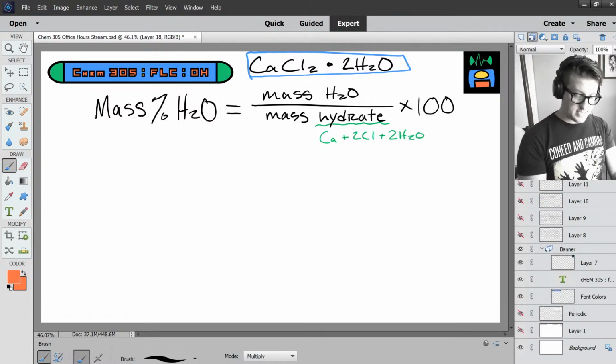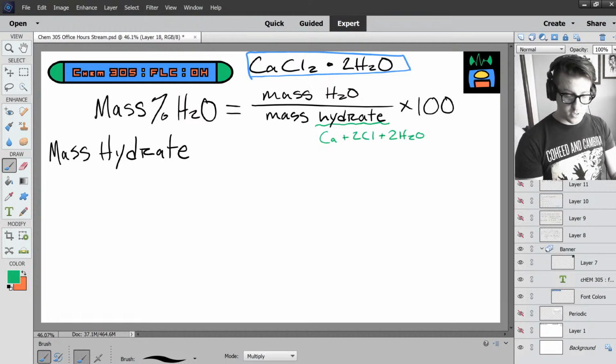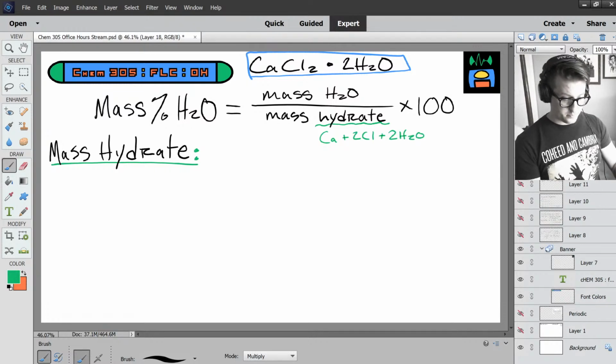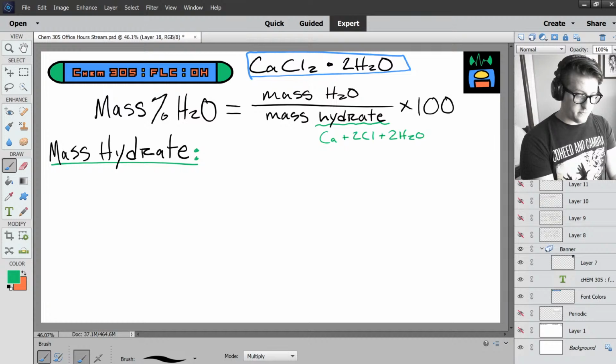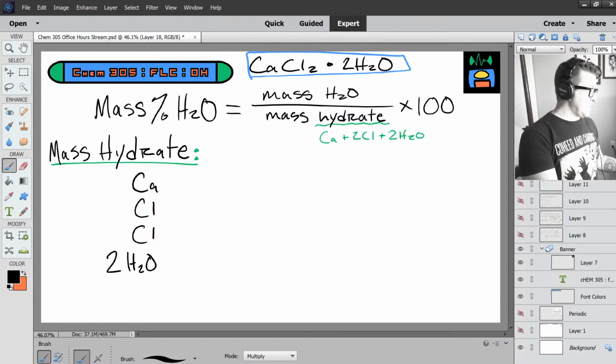Let's find the mass of our hydrate. Now remember, the hydrate is the entire molecule. All right, the hydrate is the entire molecule. That means we're dealing with the mass of calcium plus the mass of chlorine, plus the mass of the second chlorine, plus the mass of two water molecules, right? The mass of calcium.